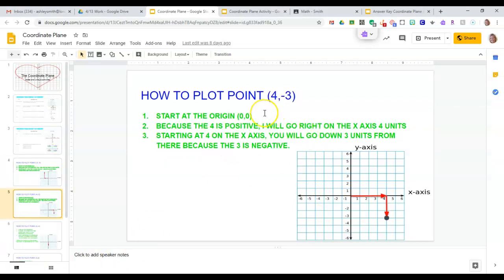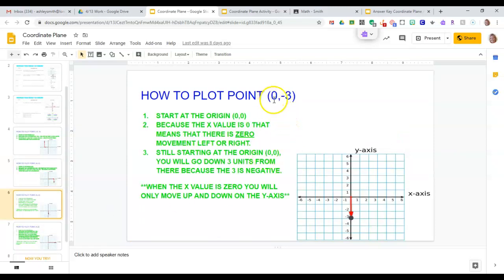Okay, so the next one, again, you have to start in the center and you have to go left or right first. Because this is the x coordinate, you have to go along the x-axis first. So because 4 is positive, that's why I have the red arrow going 4 units to the right. And then because the 3 is negative, I have the red arrow going down. So it has to go left or right first, and then up or down second. So it's left or right first, up or down second.